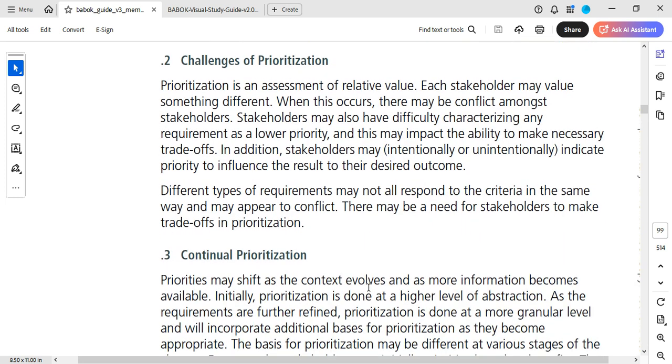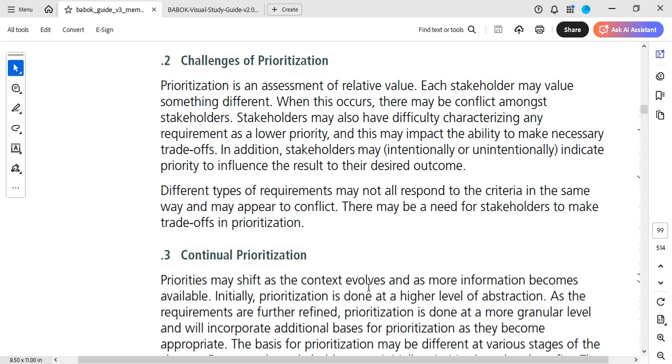Challenges of prioritization. Remember, we are still under element. So prioritization is an assessment of relative value. Each stakeholder may value something different. When this occurs, there may be conflict among stakeholders. Stakeholders may also have difficulty characterizing any requirement as a lower priority, and this may impact the ability to make necessary trade offs. In addition, stakeholders may intentionally or unintentionally indicate priority to influence the results to their desired outcome.